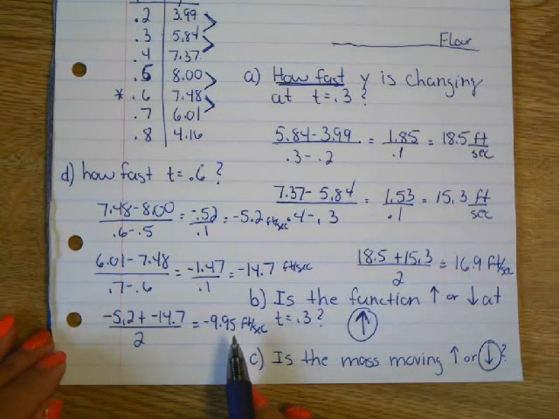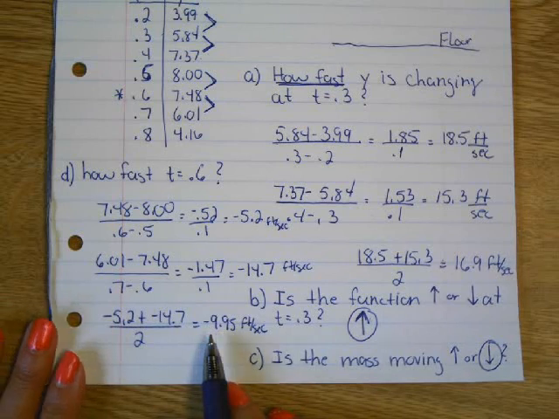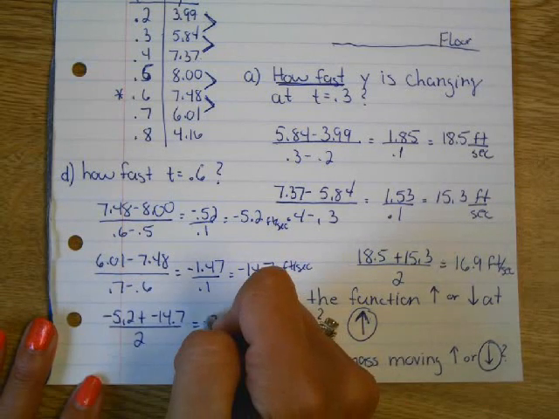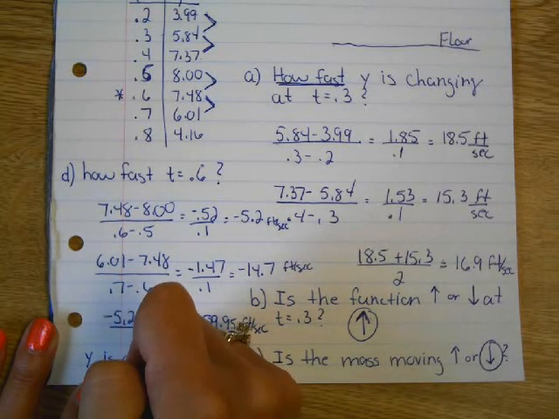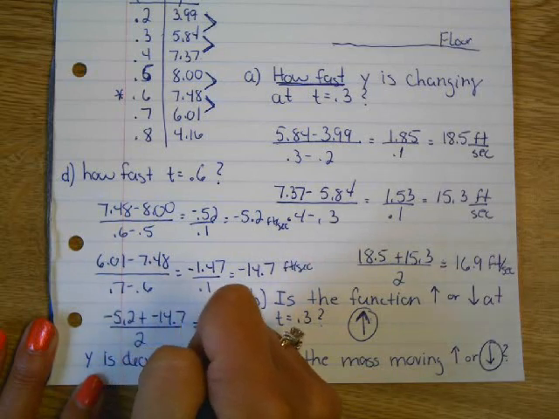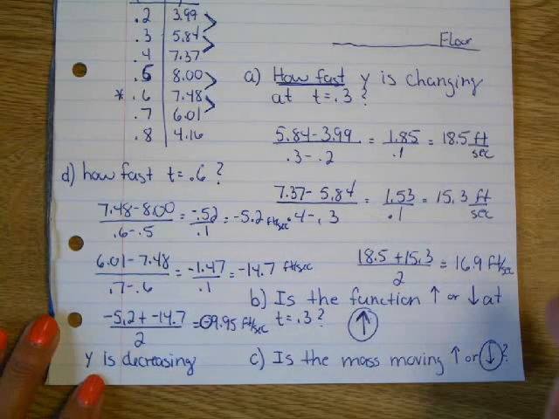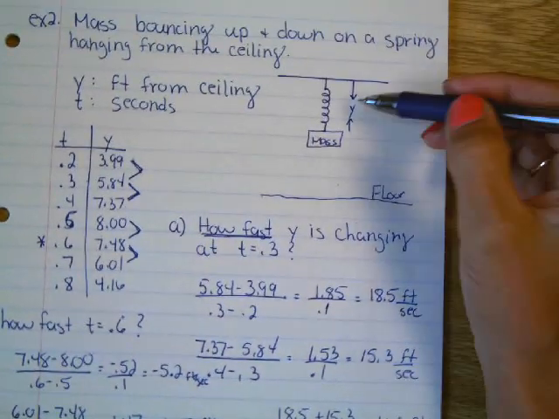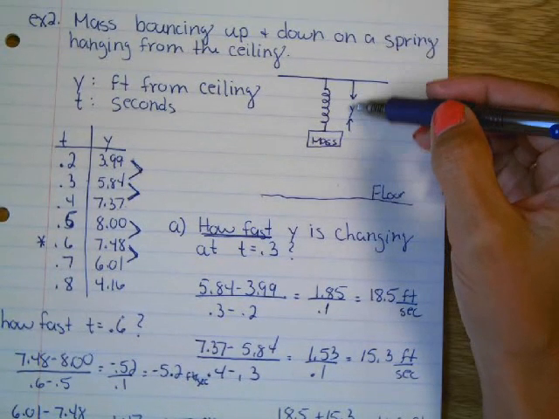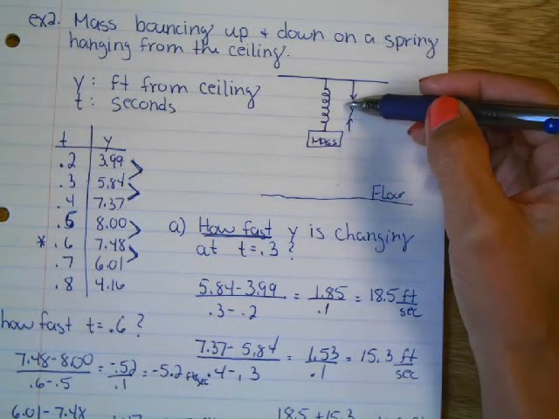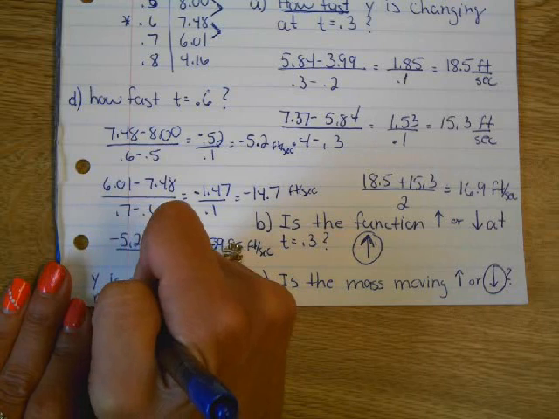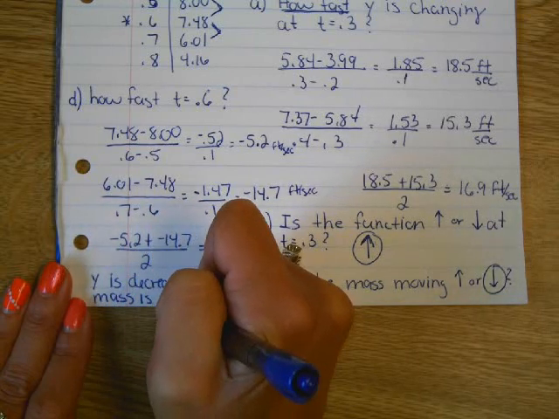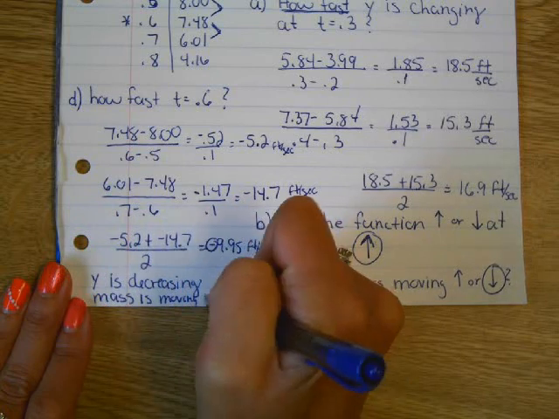Okay, that tells me a couple of things. First of all, that the function is decreasing because of the negative. So y is decreasing. Maybe I shouldn't use the arrow because that's confusing. Y is decreasing. That means y was the distance from the ceiling, and that is decreasing. Decreasing means it's getting smaller. And the only way for this distance to get smaller is for this mass to be moving in an upward direction. So y is decreasing. Mass is moving up.